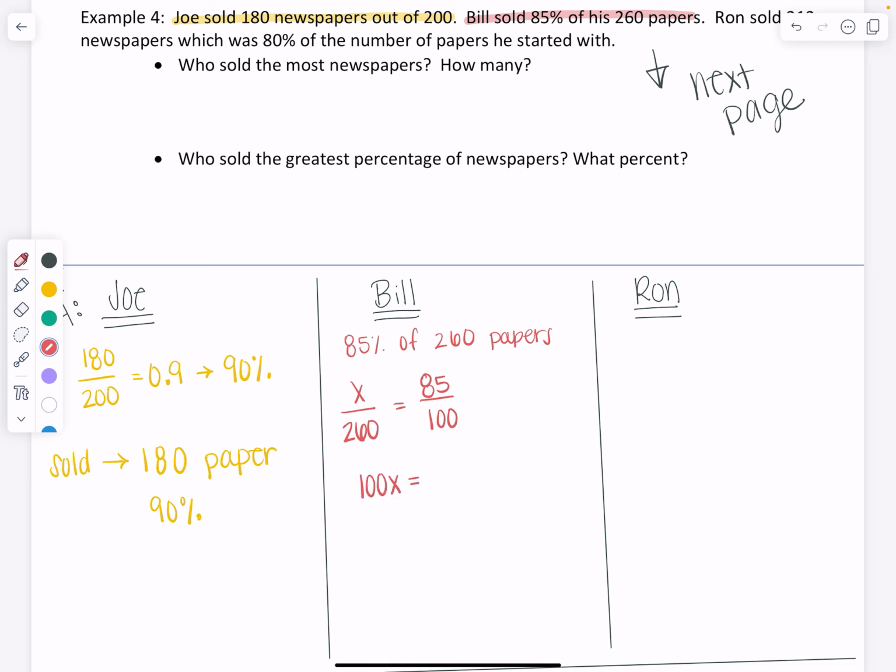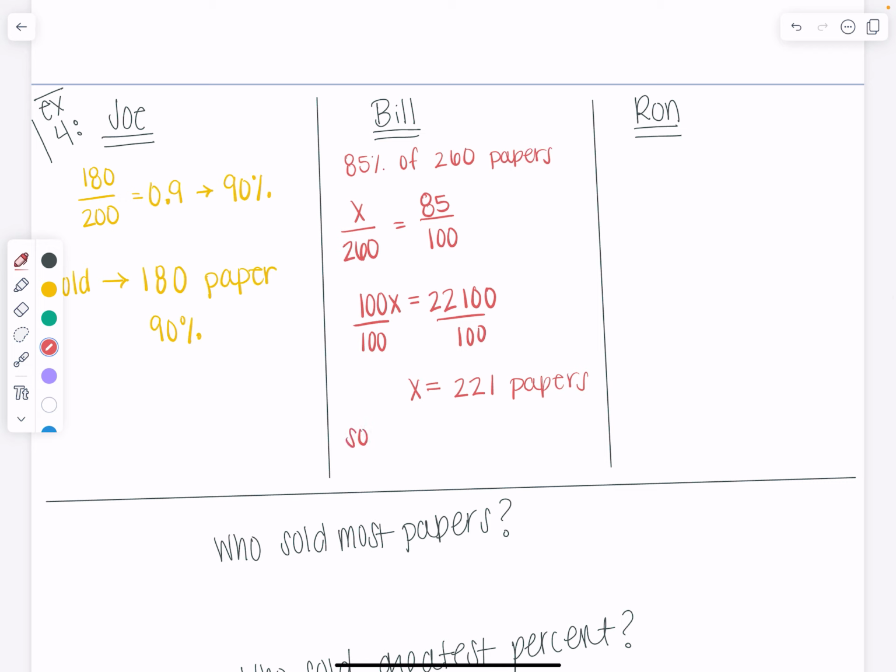100x equals 85 times 260, which is going to give me 22,100. I'm going to divide by 100 and get X is 221 papers. Okay, so Bill sold 221 papers, which was 85%. Because remember, this is what I'm trying to compare.